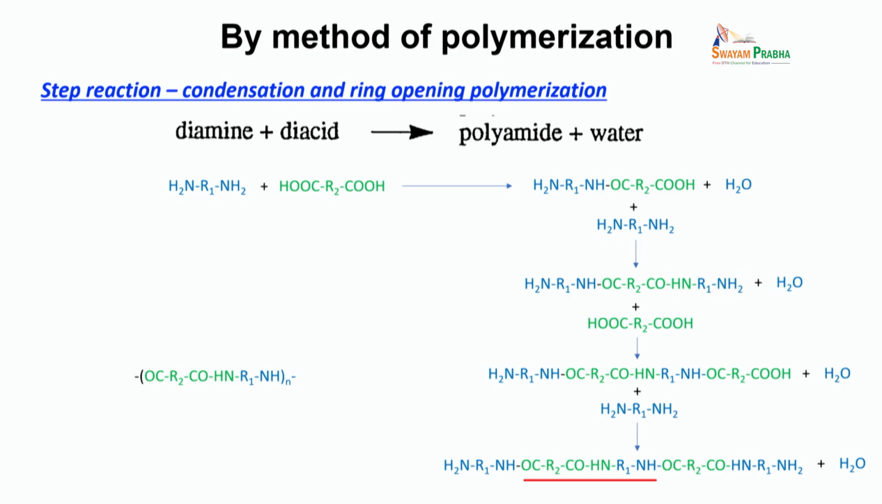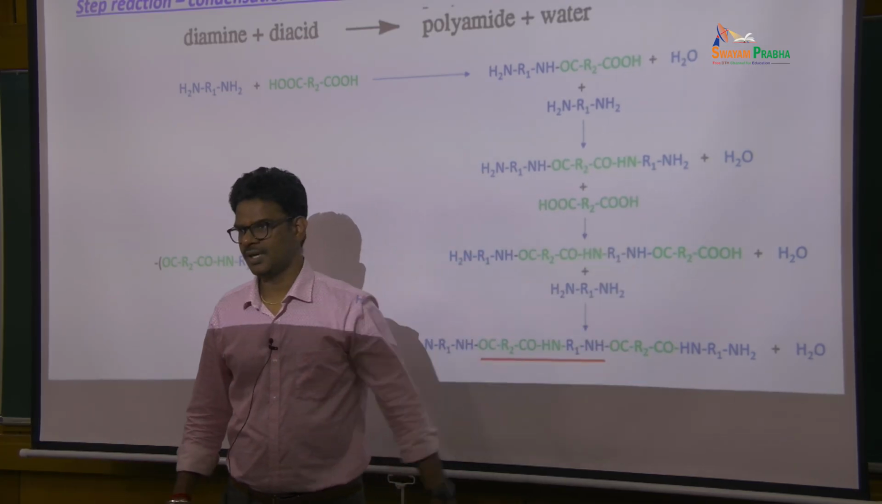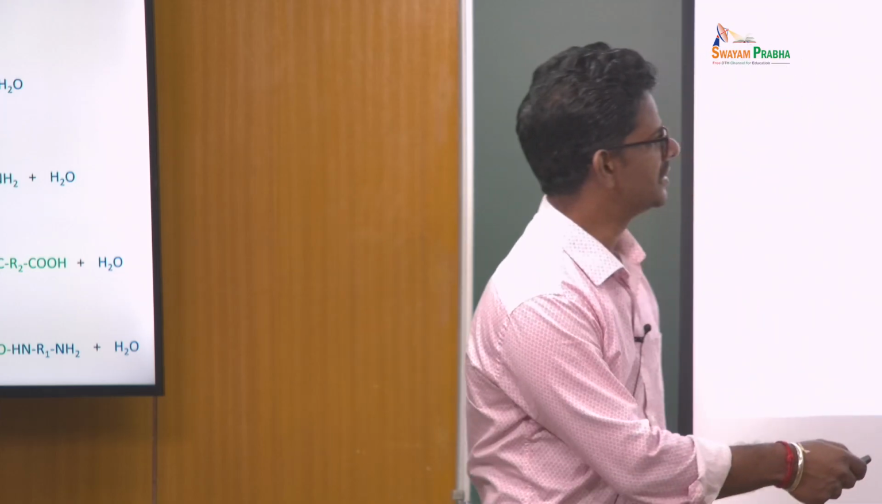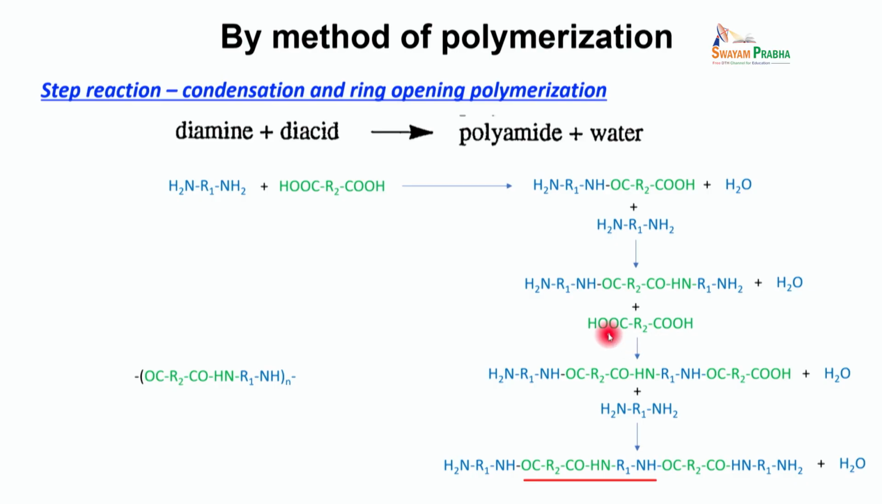Now in this case you have an amine group on both sides, it cannot combine with another amine, but you can combine it with another diacid. So here this particular OH and this particular H can combine, and you basically make a trimer now. Then you have a COOH group here and an NH2 group here. So you can bring another diamine and react with this end group. This keeps continuing.